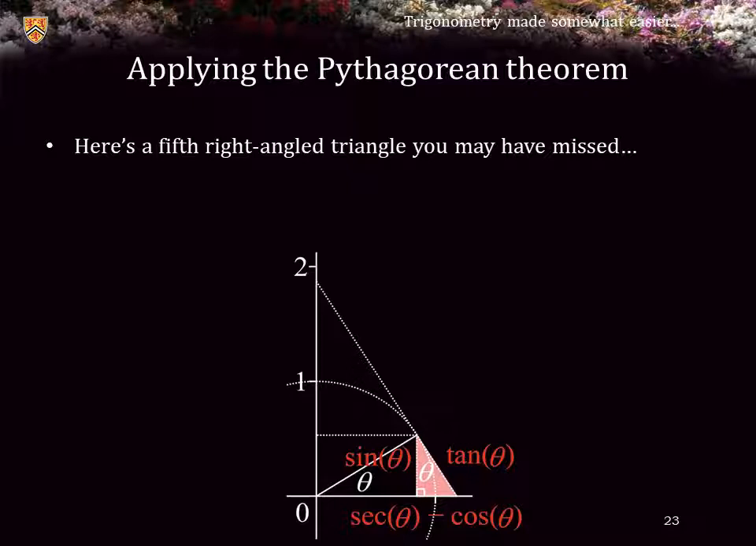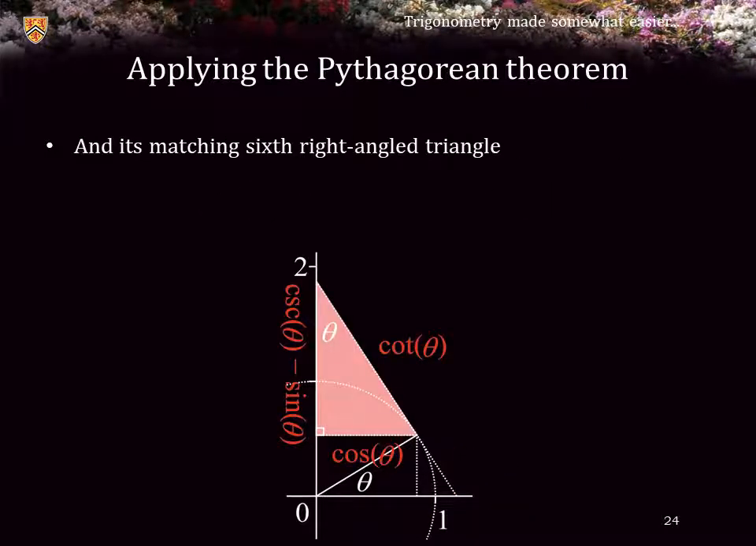Here's a cute little triangle. The two sides adjacent to the right angle are secant minus cosine, and sine, whereas the hypotenuse is tan. Therefore, (secant theta minus cosine of theta) all squared plus sine of theta squared must equal tan of theta squared.